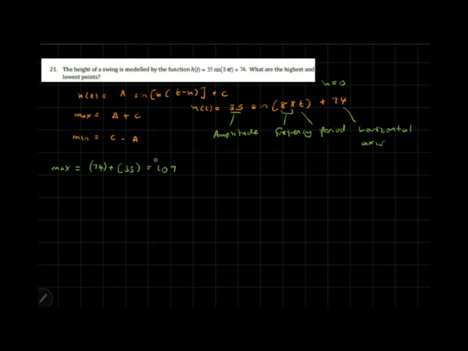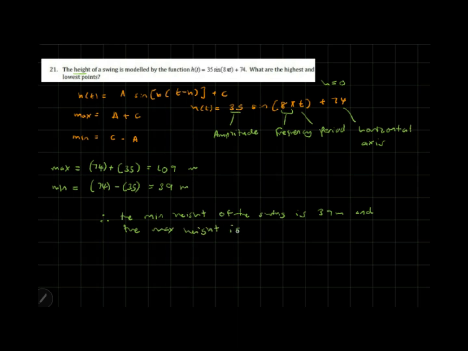Okay, so 109, and we can look at the height of a swing. Let's say it's 109 meters. The minimum point here is the horizontal axis 74 minus the amplitude 35, which is going to give you approximately 39 meters. Okay, so therefore the minimum height of this swing is 39 meters, and the maximum height is 109 meters. Okay, so that's the idea.